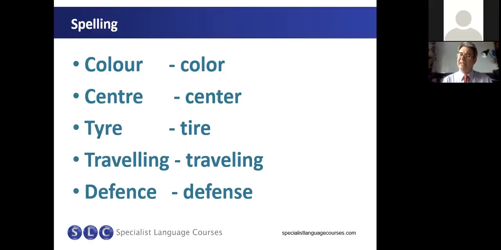Sometimes in English we have a C and an S form, for example, in the word practice. In practice, with the CE, that's the noun form, and with the SE, that's the verb form. So the spelling changes whether we're using noun or verb. There's no such distinction in American English. They use SE for both.